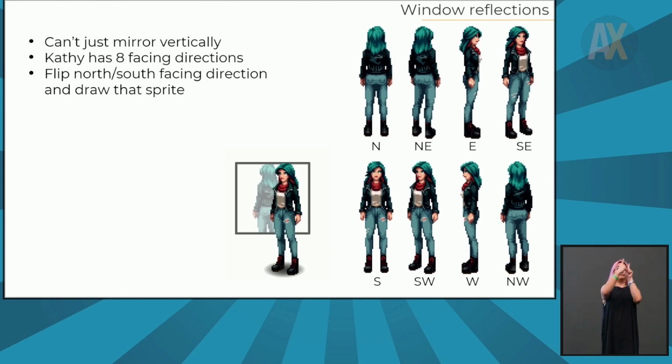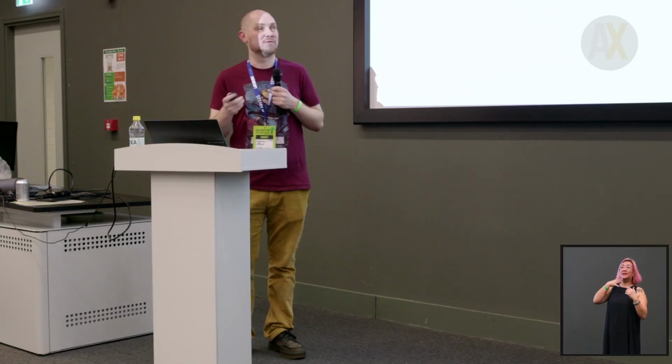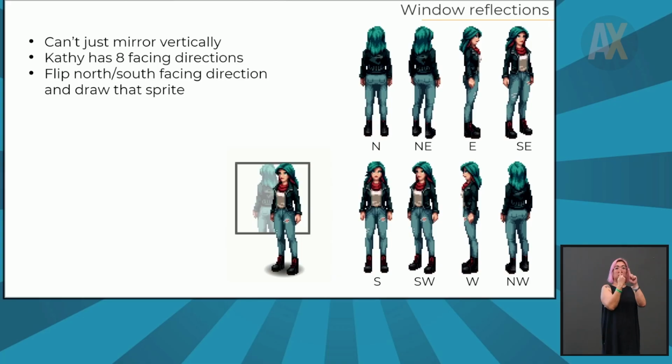northeast, east, southeast, etc. So for a window facing the camera, we need to flip the north and south direction of the character's current facing sprite, and then draw that sprite. So if the character, for example, is pointing southwest, like she's doing here, then we need to draw a duplicate sprite facing northwest. And we can get this nice little rotation here showing exactly that.